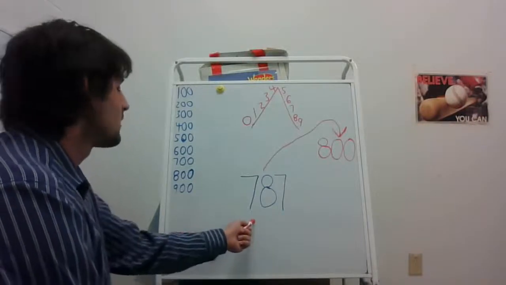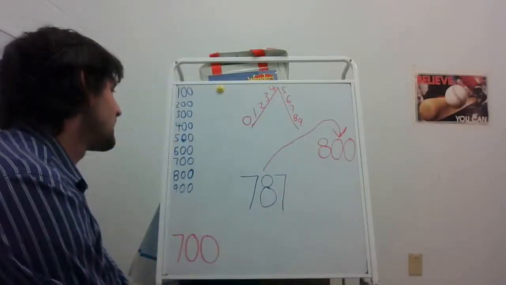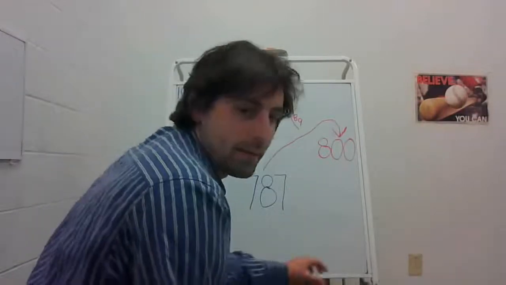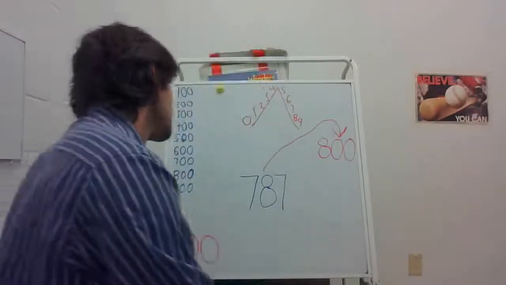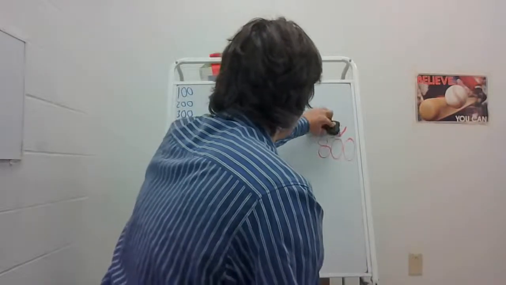So 787 will round up to 800. 787 to the nearest 100 is 800. All right, do one more.